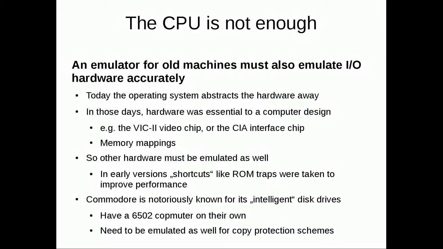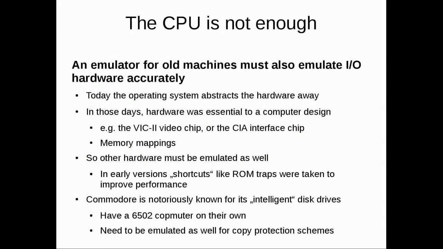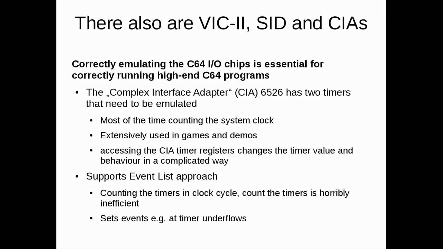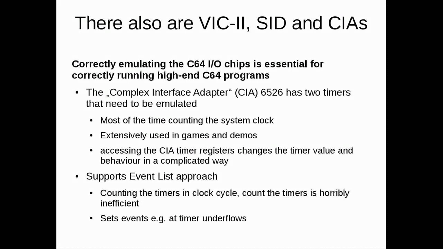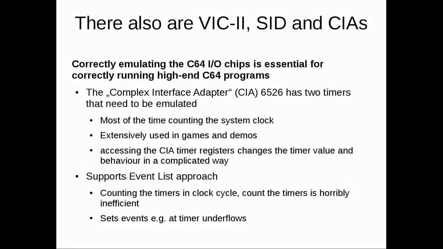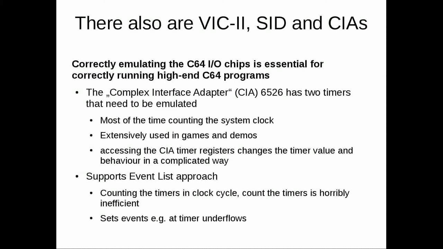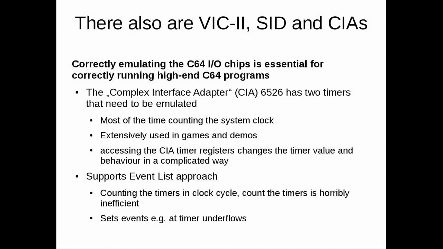But the CPU is not enough. As I said, we have the VIC chip, the CIA chip, memory mappings, and everything. So what I'm going to talk about now is the complex interface adapter, the CIA, 6526, which has two timers that need to be emulated. They're mostly counting the system clocks, but are also extensively used in games and demos. And accessing the CIA timer registers changes the timer value and the behavior and the status registers in a rather complicated way. The emulation that I did supported the event list approach, of course.